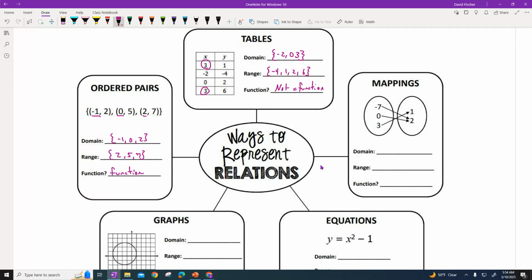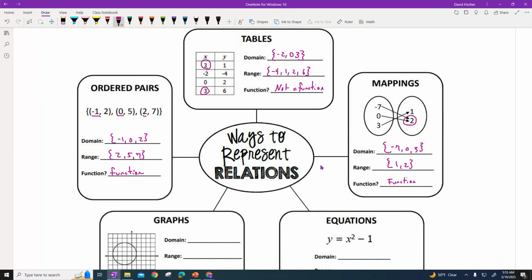Mapping diagram, it looks like they did it right. Minus 7, 0, 3. And over here is my y's. That's also right. It's a 1 and a 2. I'm looking just at this one. I only see one line coming off of each, so that means it's a function. And even though it's going to 2 over here, that's okay.